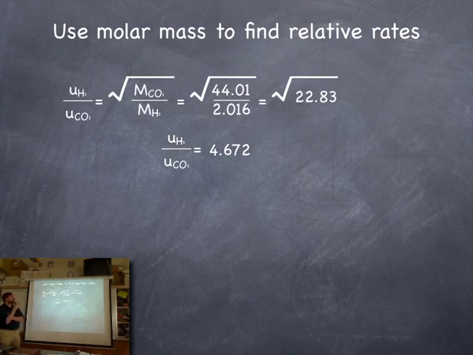This problem says use molar mass to find relative rates. So we're asking how much faster does hydrogen effuse than carbon dioxide? Hydrogen effuses 4.67 times faster than carbon dioxide. Emma? Okay, so if I move the carbon dioxide to the other side, the rate for hydrogen equals the rate of carbon dioxide times 4.67.